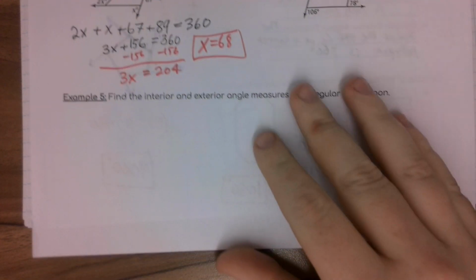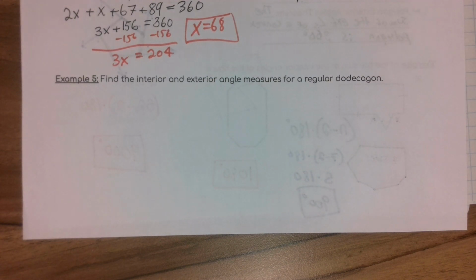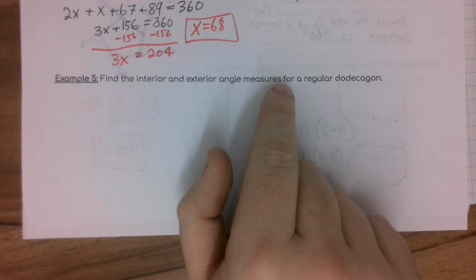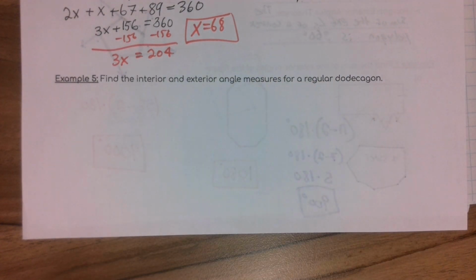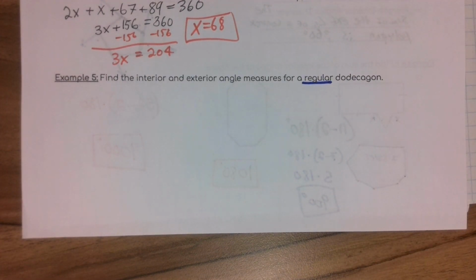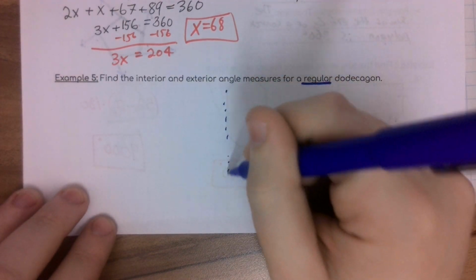Last problem, and we're done with the notes for today, folks. Example 5. Example 5 is asking us to do something very specific. Find the interior and exterior angle measures for a regular dodecagon. A regular one. What that means is all the angles have to be the same measure, right? That's what regular means.